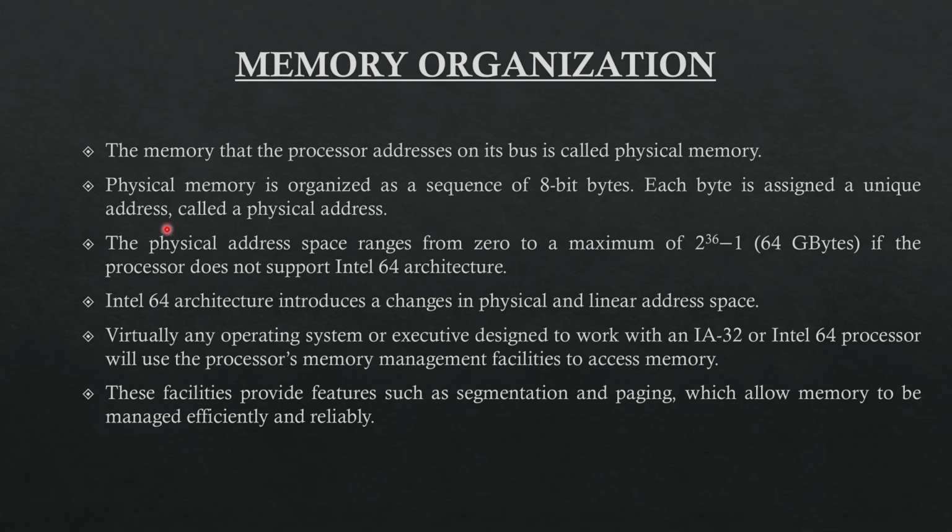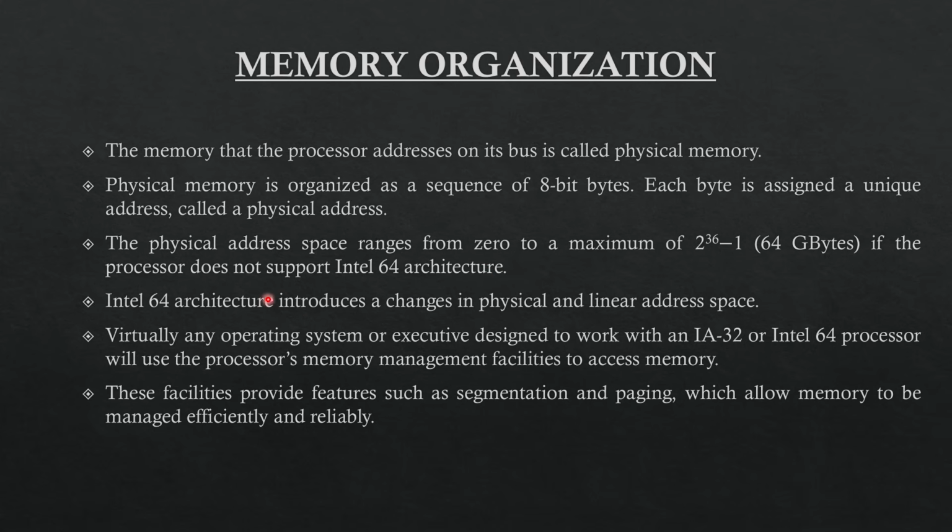Now comes the memory organization. The memory that the processor addresses on its bus is called the physical memory. Physical memory is organized as a sequence of 8-bit bytes. Each byte is assigned a unique address known as the physical address. The physical address space ranges from 0 to a maximum of 2 raised to 36 minus 1 if the processor does not support Intel 64 architecture.